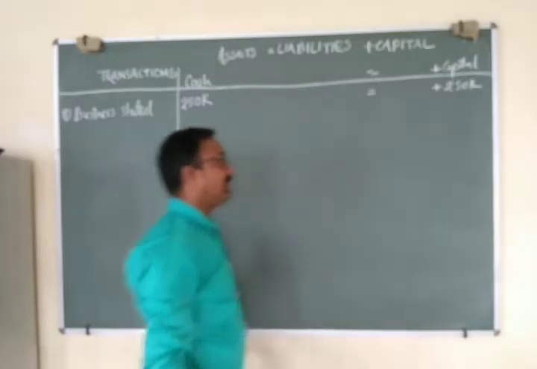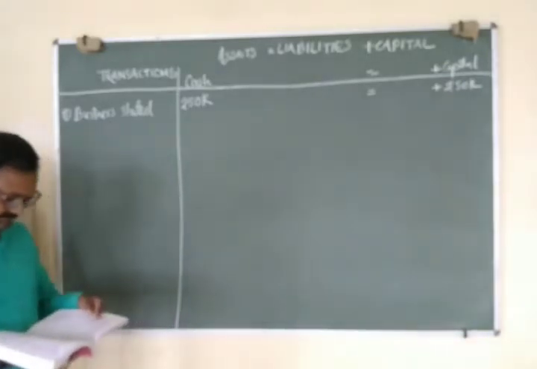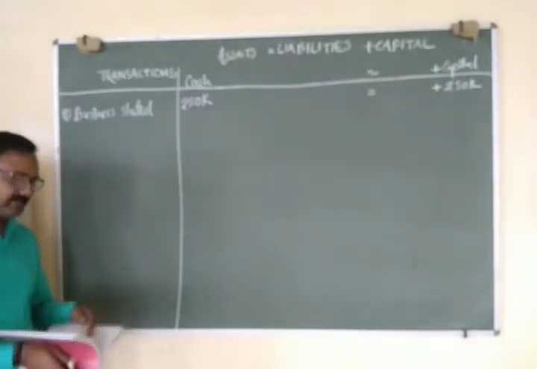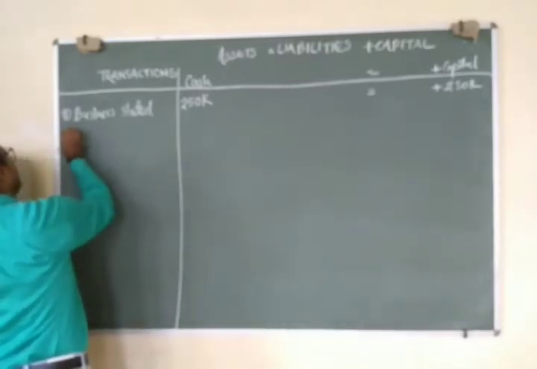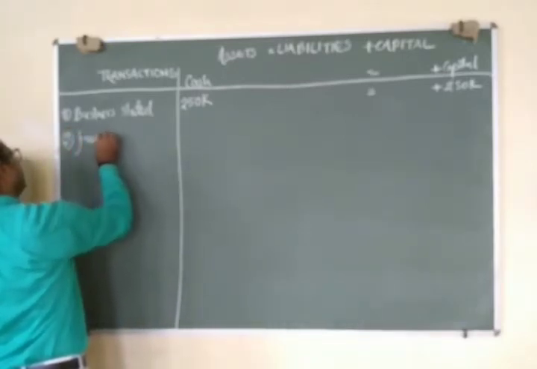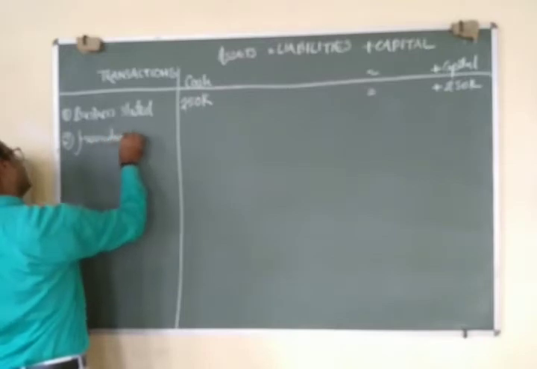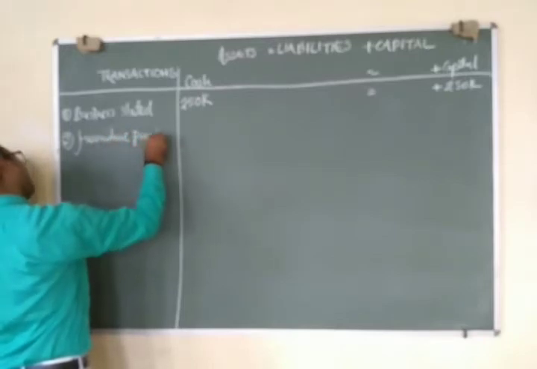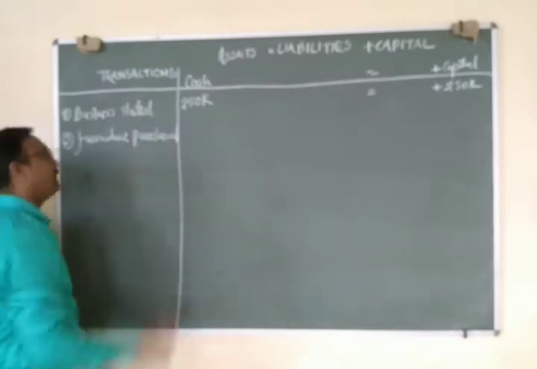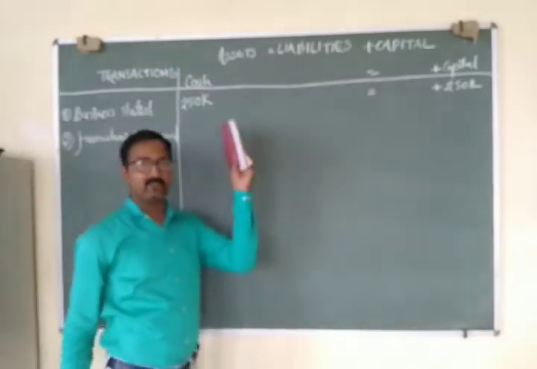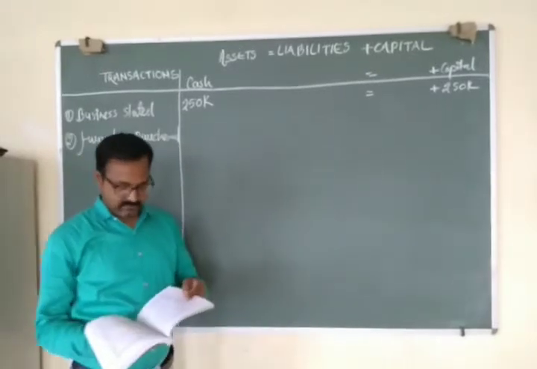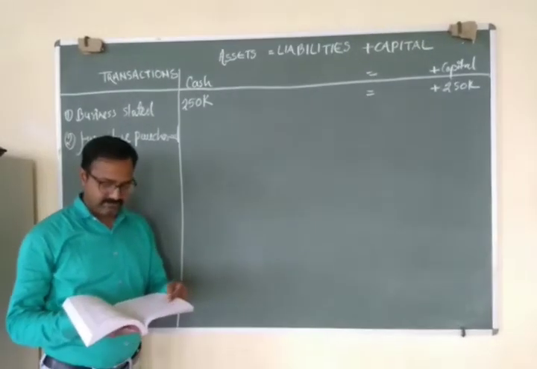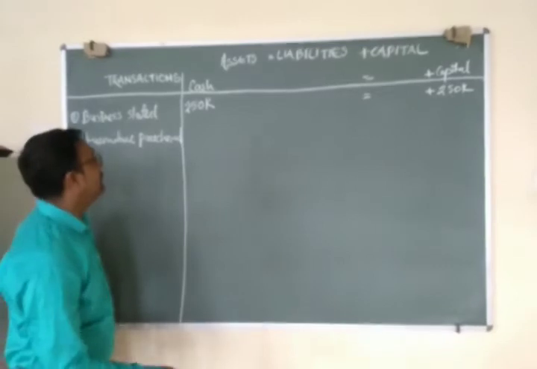After this, next, he purchased furniture for cash rupees 35,000. Second transaction. Okay, you don't have to write like 250K. We have to write 2,50,000. So next transaction, purchase furniture for cash rupees 35,000.